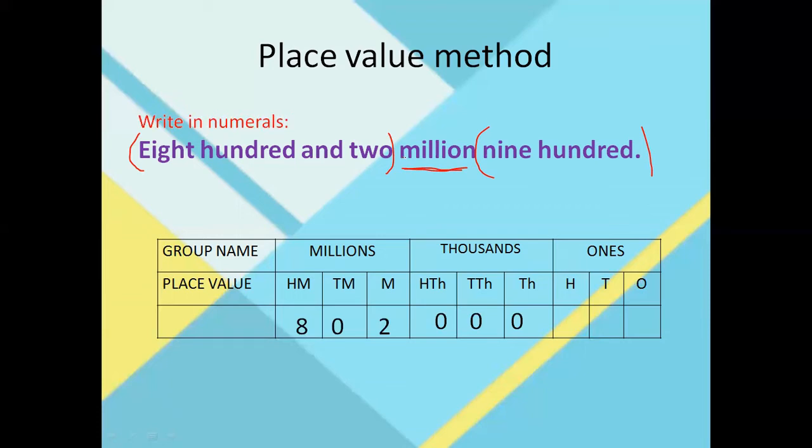And the last group is the ones group. In the ones group, there is 900. So 900 can be written as 900. So this is 802,900,000.